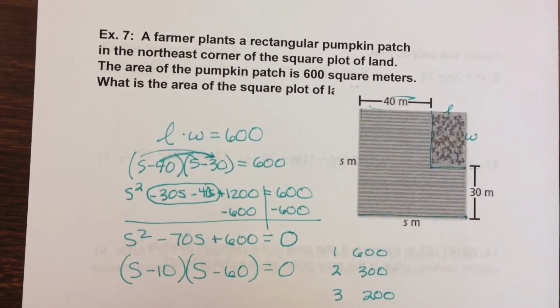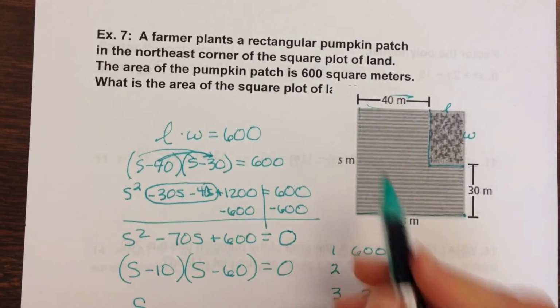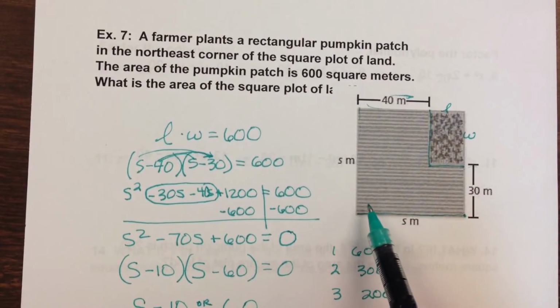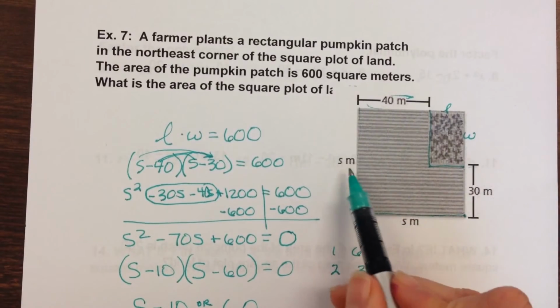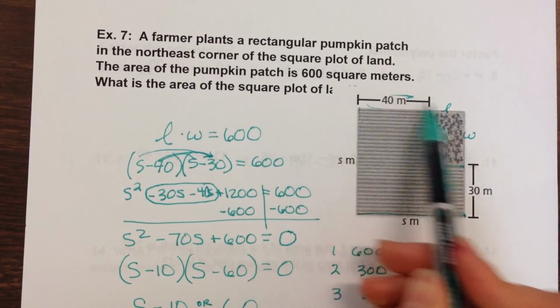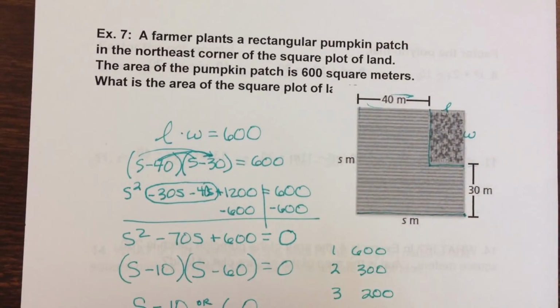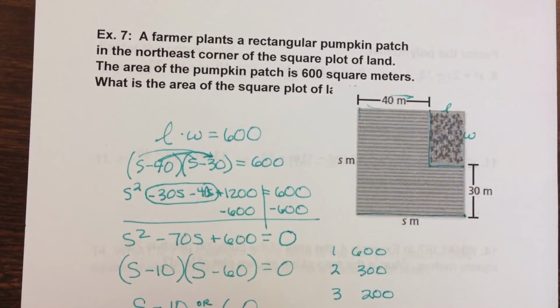That means that S, or the length of this, could equal 10 for this factor, or it could equal 60. So I want to look at which one of those would make the most sense. It has to be something that I could subtract 40 from, so it's got to be bigger than 40, it's got to be bigger than 30. So I see that S must equal 60. This one wouldn't make sense.